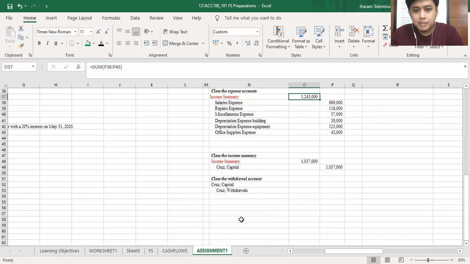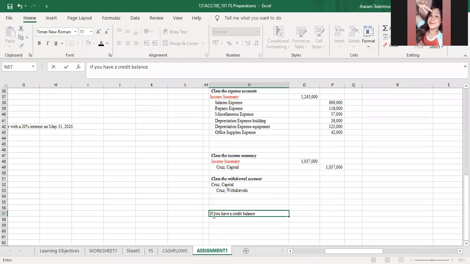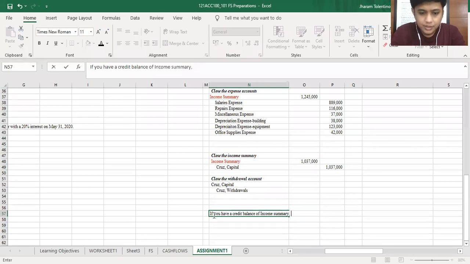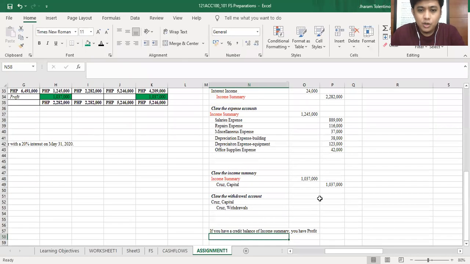Ulitin ko. Sulat na lang natin para mas maganda. If you have a credit balance of income summary, you have profit. Tama? Siyempre, the other way around yung isa. Debit balance, meron kang loss.